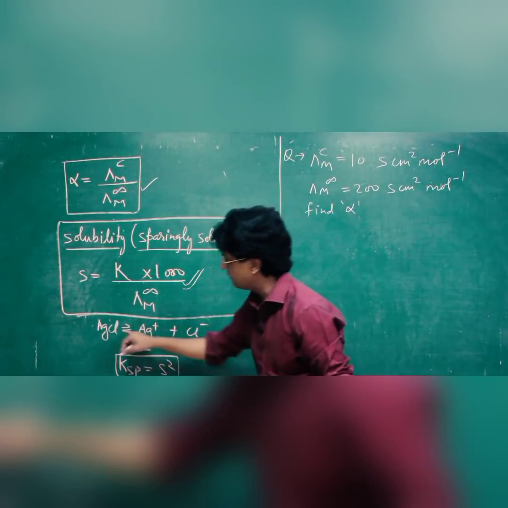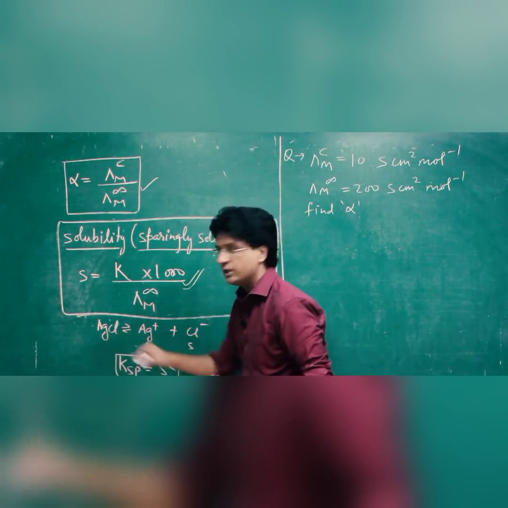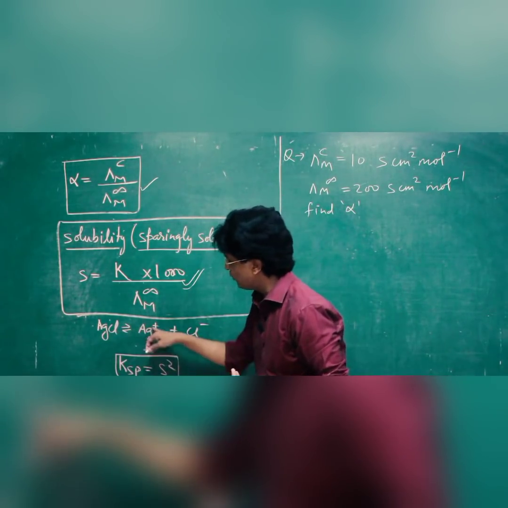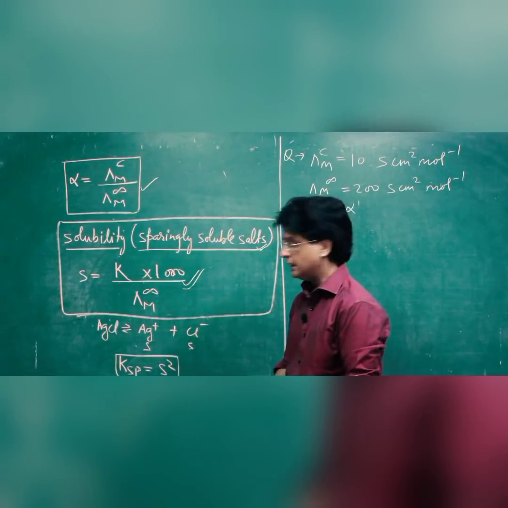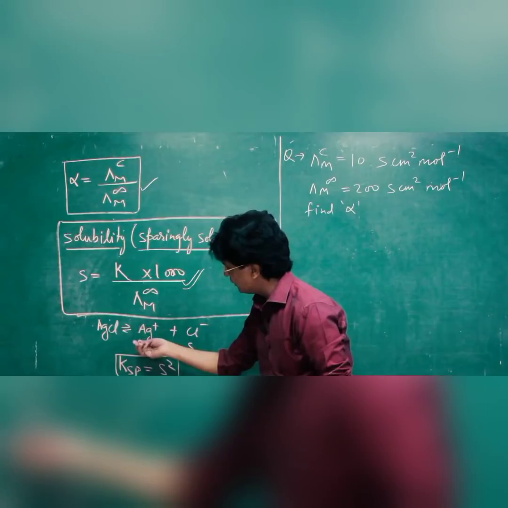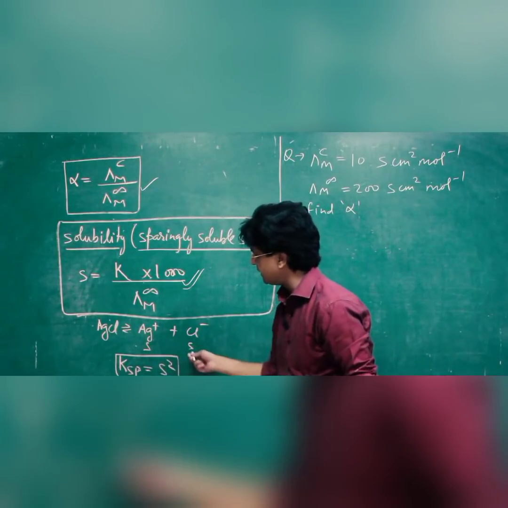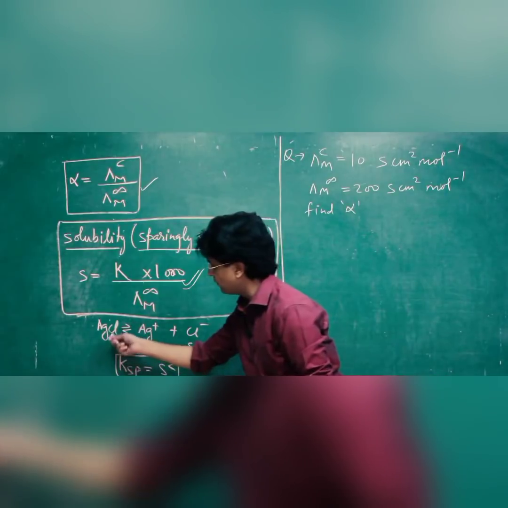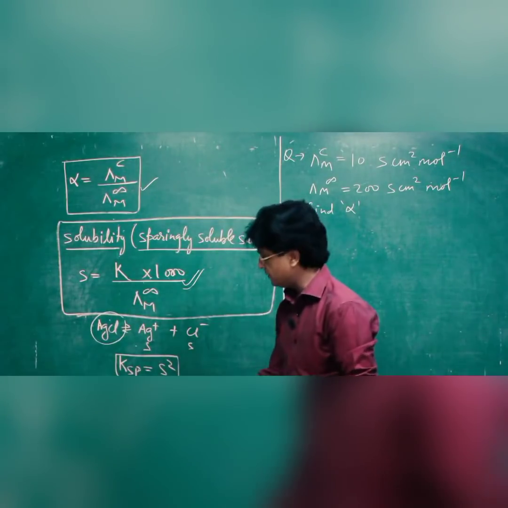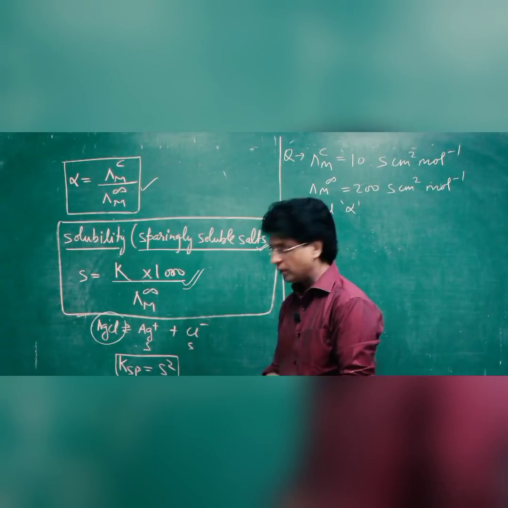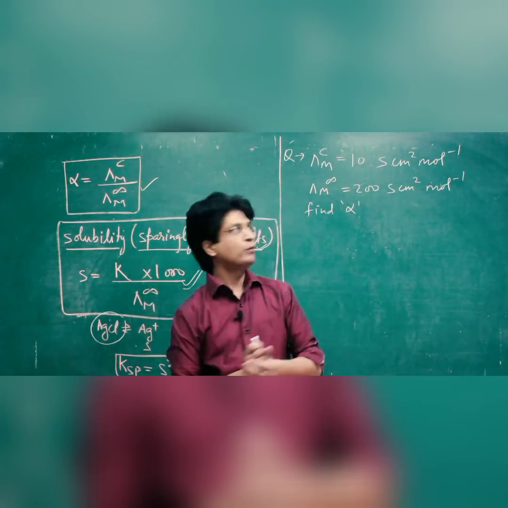Now for example, I have a sparingly soluble salt like AgCl. It will dissociate to give you Ag ions and Cl ions, and let the solubility be S, then the concentration of Ag ions and Cl ions will be S each. So Ksp of a salt like AB category is S square, we all know that. So let's see some application of these two things one by one.